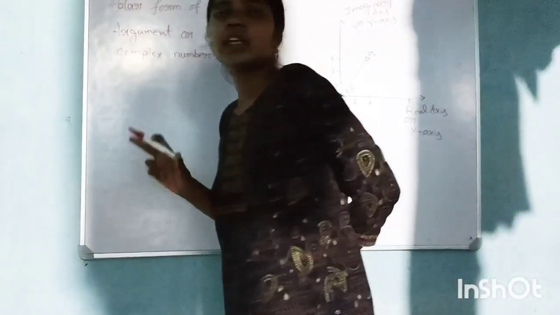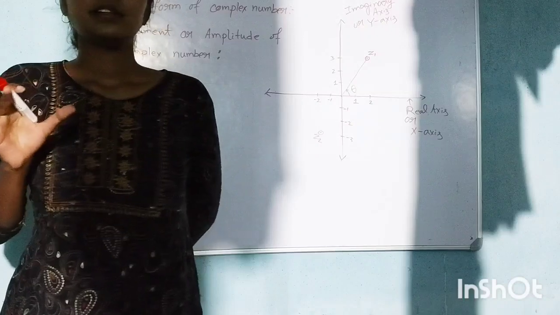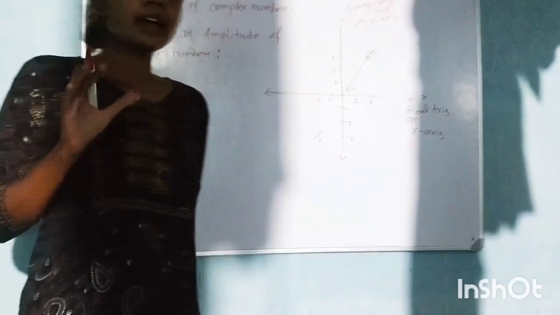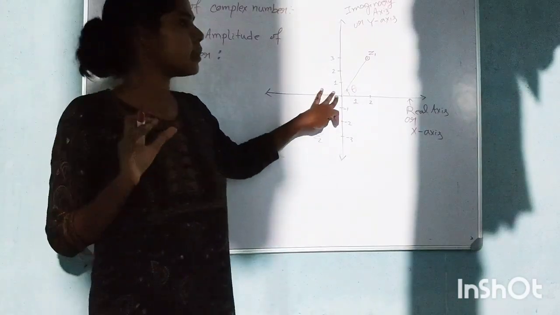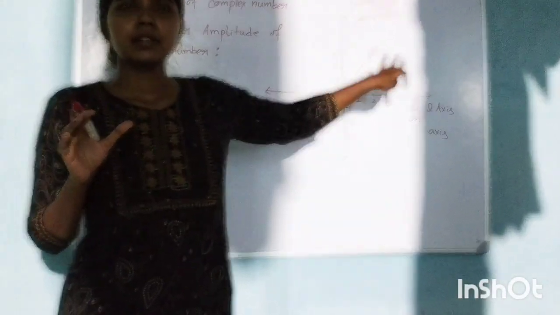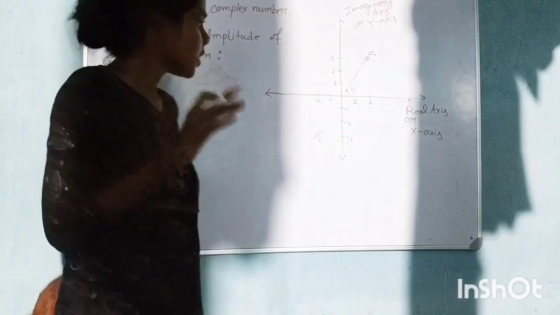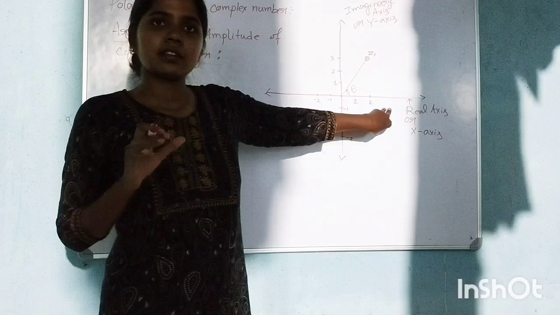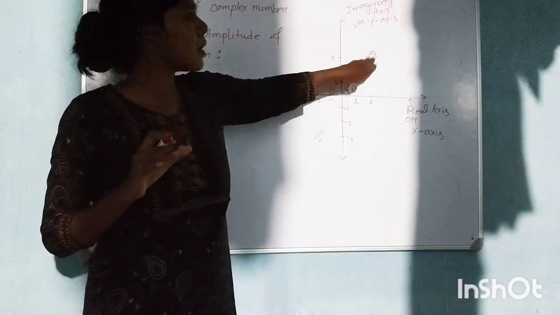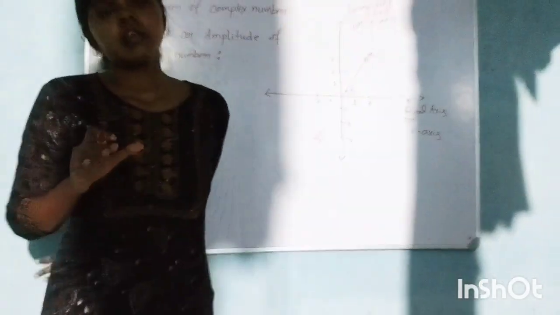So write this down. The definition is the angle made by the line joining origin and the complex number with the positive x-axis. Angle made by the line joining origin and the complex number with the positive x-axis is called argument.